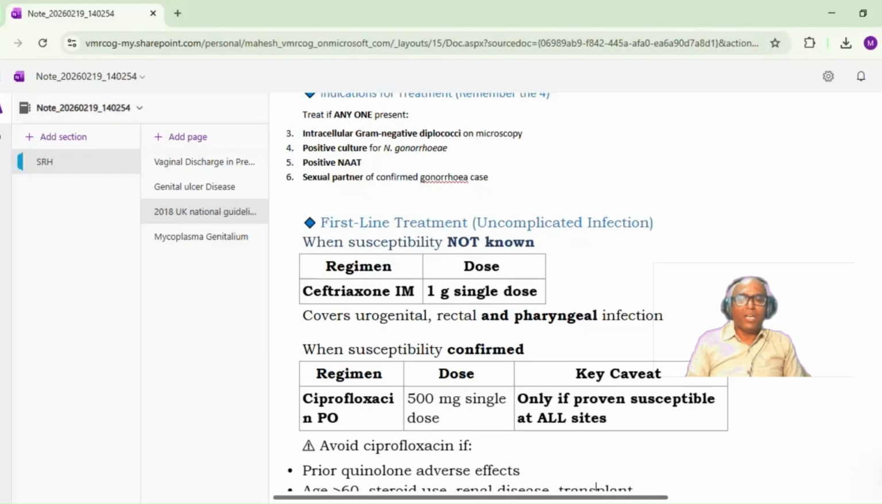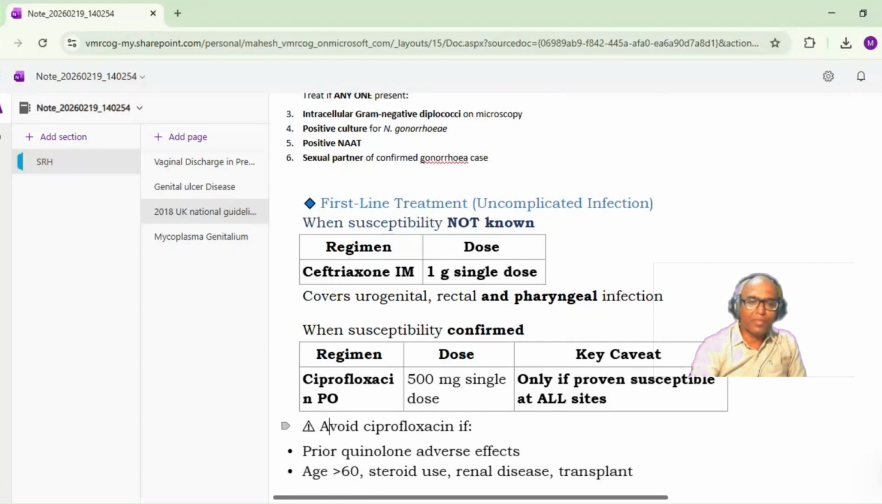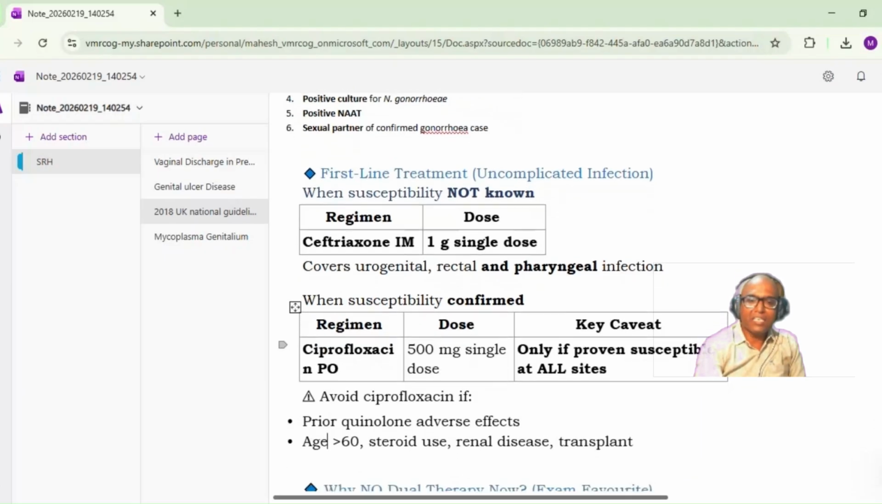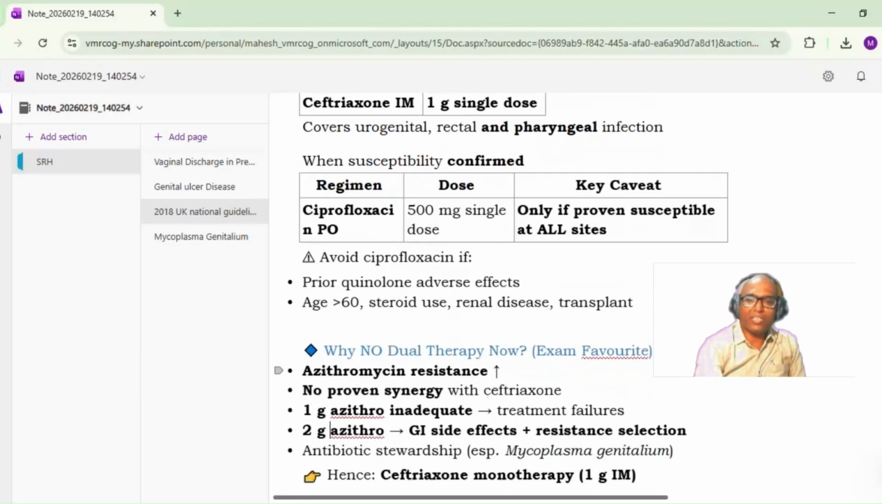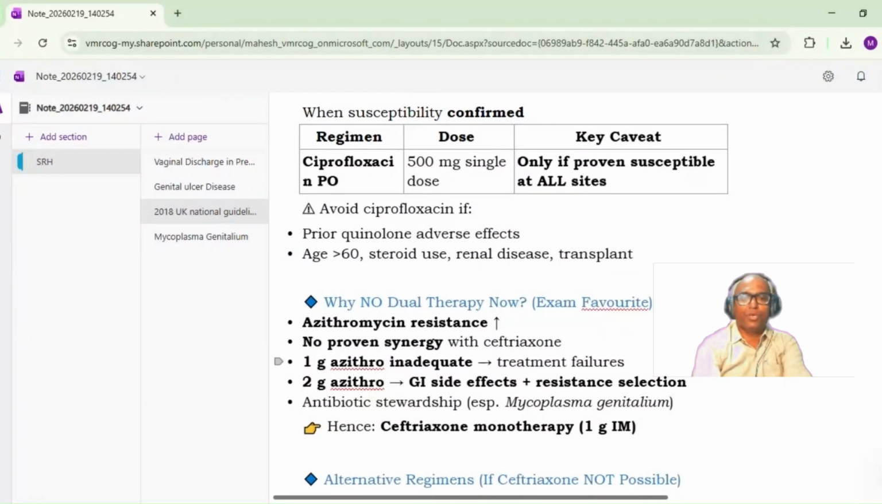If the susceptibility is confirmed, in that particular case, ciprofloxacin can be used. Okay, the dose is 500 milligram single dose, only if proven susceptible at all sites. Okay, this is optional. Avoid ciprofloxacin if there are prior quinolone adverse effects, or if age is more than 60, or if there is steroid use, or renal disease, or transplantation. Okay.